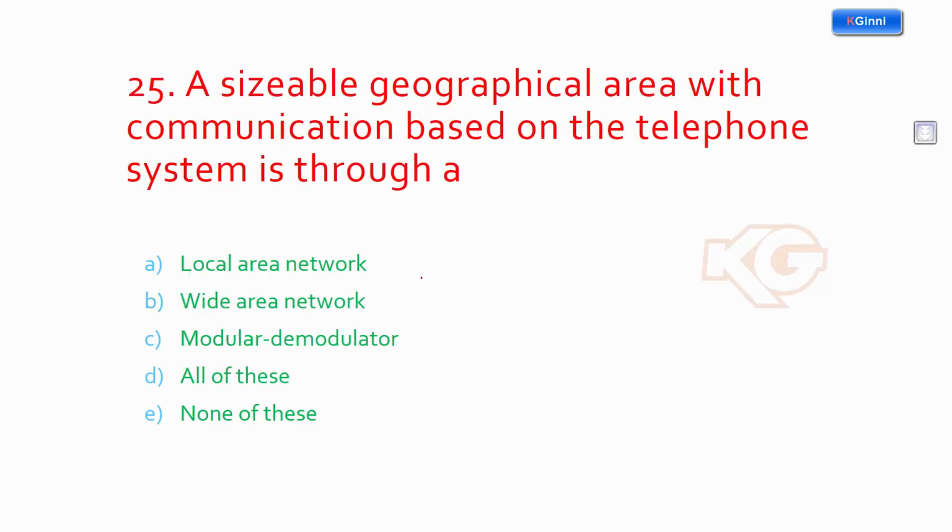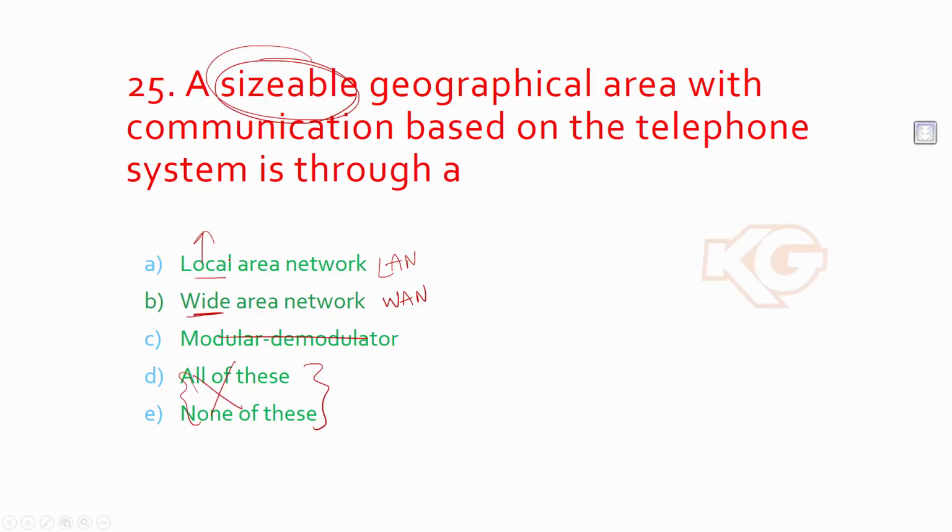A sizable geographical area with communication based on a telephone system is through a dash. Whether it is a LAN or a WAN, a modulator or demodulator, these two are never the case in this. There could be a slight difference between local area network and wide area network, but in this case he is telling a sizable geographical area, so you should go slightly higher, that is wide area network. If it is LAN, it is much smaller than even a wide area network.